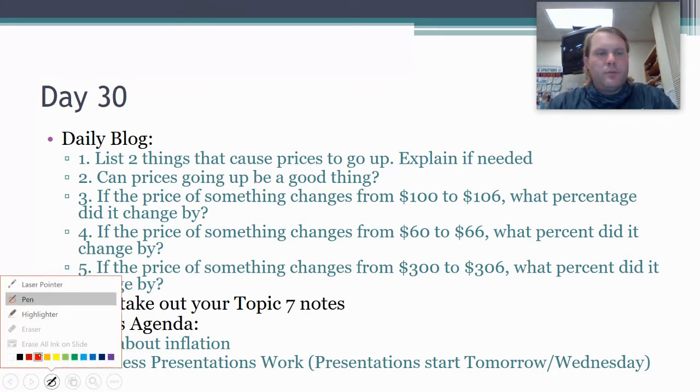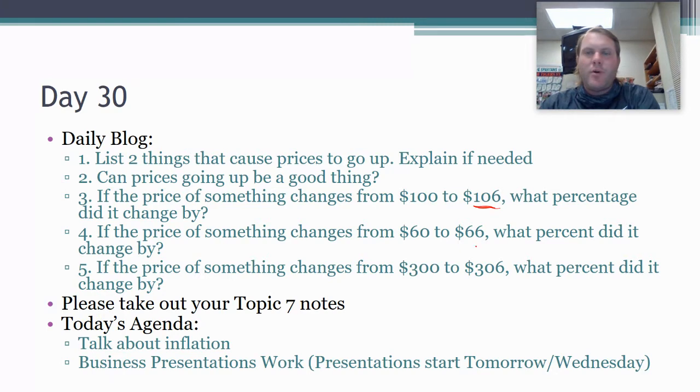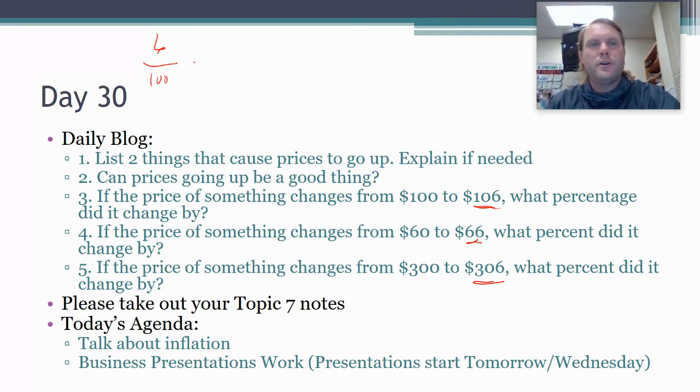Percentages are pretty easy once you do them, and they might need to be reminded. Notice for all of these, I've changed the price by $6. Okay, just to kind of prove a point. So the amount of money it went up was $6. What you do is you need to take the difference divided by the original. So you got 6 over 100, and then multiply that by 100. In that case, it's going to be 6%.